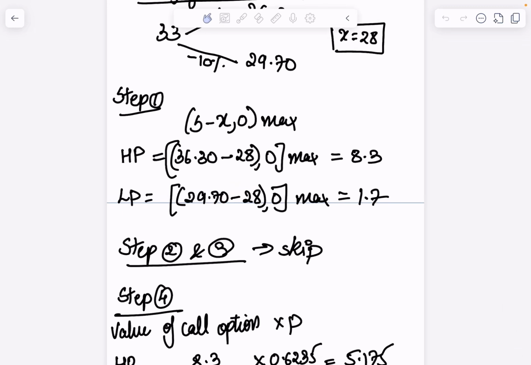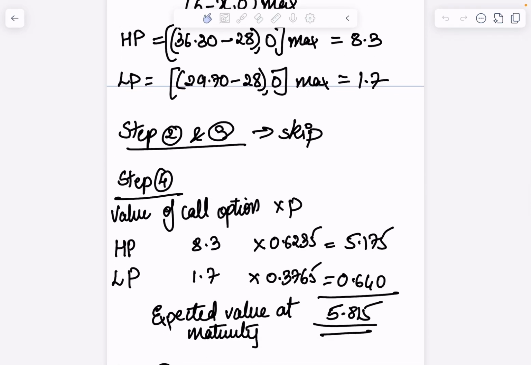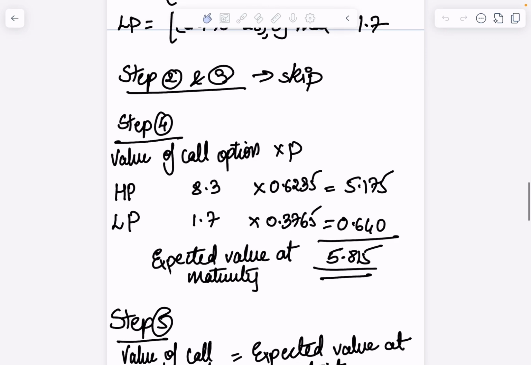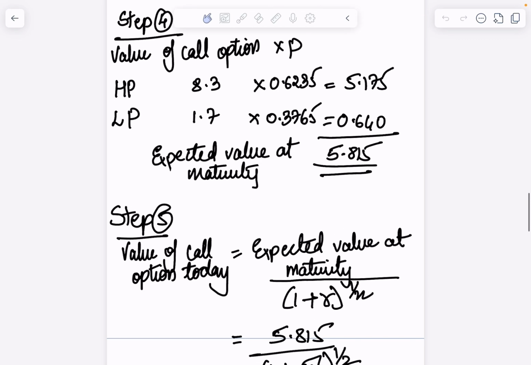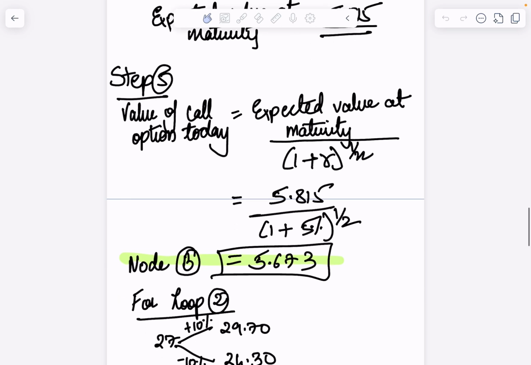Now we will skip the next 2 steps as we have calculated probability only once. Then step 4 will be multiplying these values of high price and low price with the probabilities respectively found above. So the expected value of maturity will be 5.815, and then the final step will be to use this amount and divide it by the interest. So the value for node B will be 5.673.